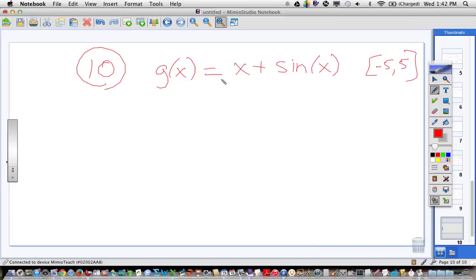It'll be a trig function, not just a polynomial function. So here's an example right here, number 10. Number 10 asks, where is this function's stationary points, inflection points, local max, local min? That's 10 through 13. So, here we go.